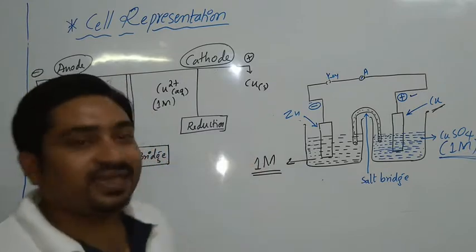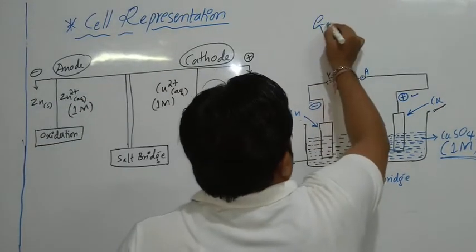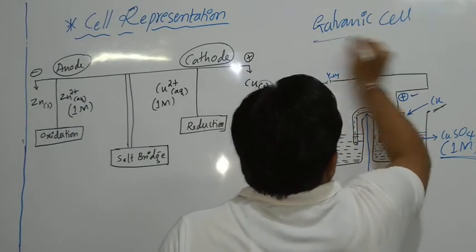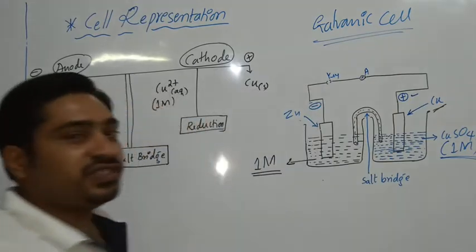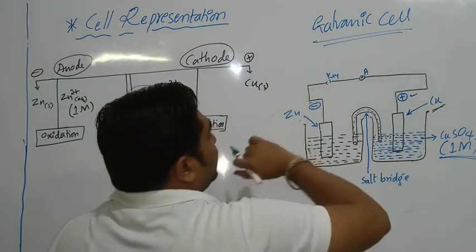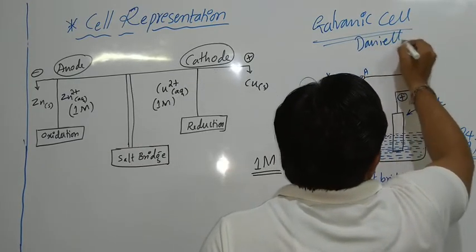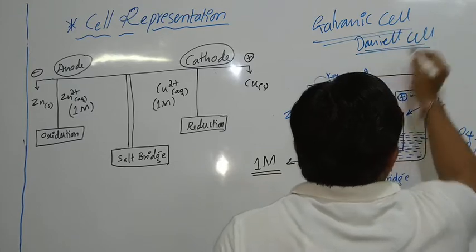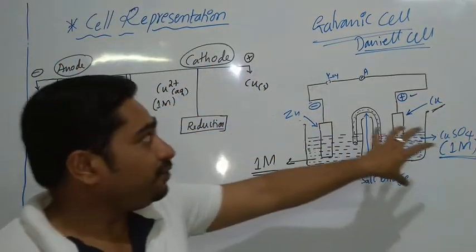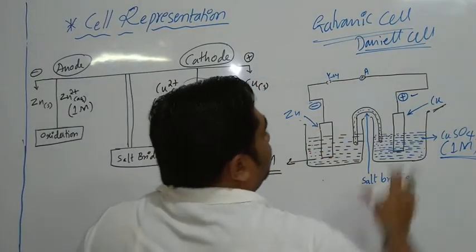So here, if I consider a galvanic cell, this is an example of a galvanic cell. For the sake of simplicity, I will consider a galvanic cell. The best example of a galvanic cell is our Daniel cell. So let us discuss cell representation by taking the example of the Daniel cell. Now you know the construction of the Daniel cell.